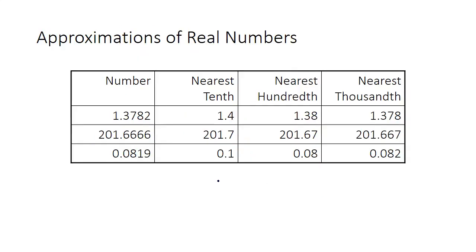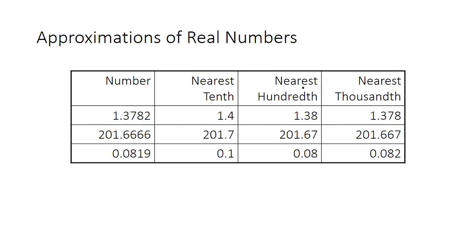We also need to get ourselves familiar with approximating numbers. If you have a number like 1.3782, this should be reviewed by all of you. You should be able to round to the nearest tenth, hundredth, thousandth, and so on. If you round the number to the nearest tenth, you look at the hundredths digit. If it's 5 or more, you add 1 to the tenths digit, so this becomes 1.4.